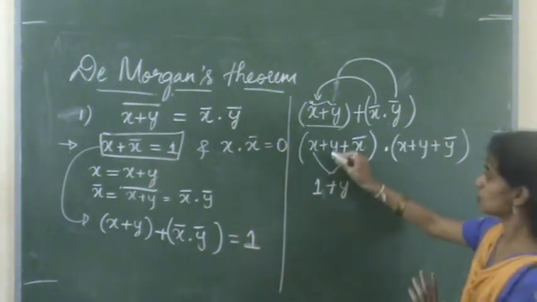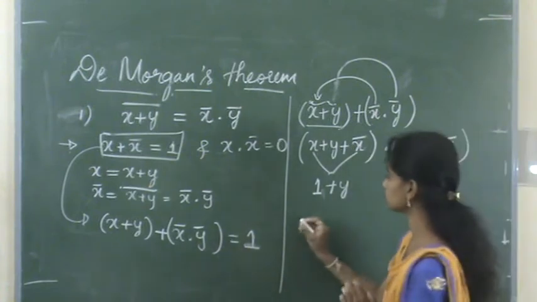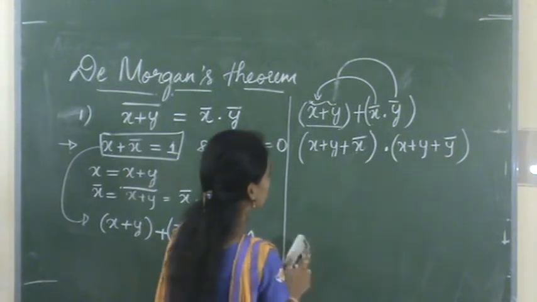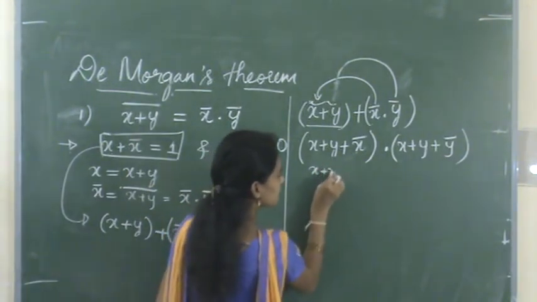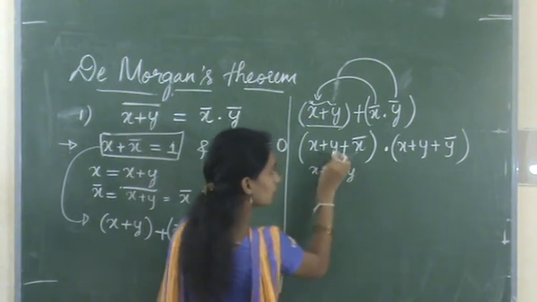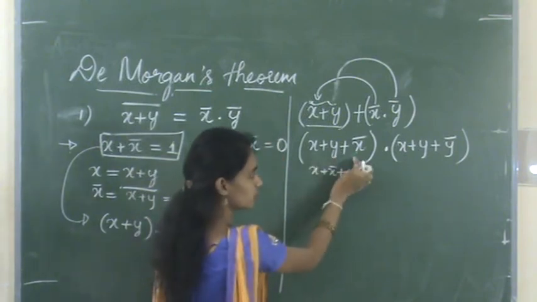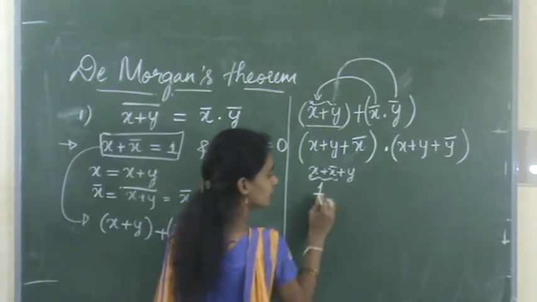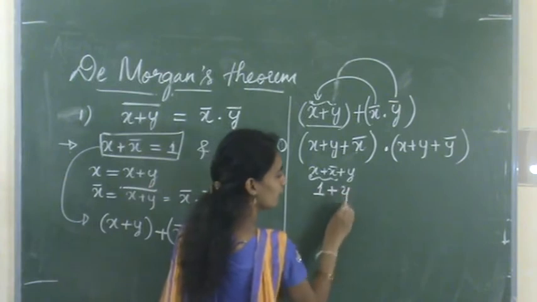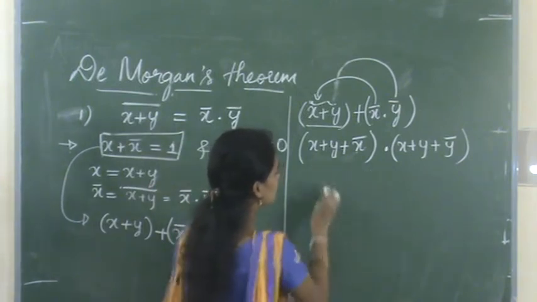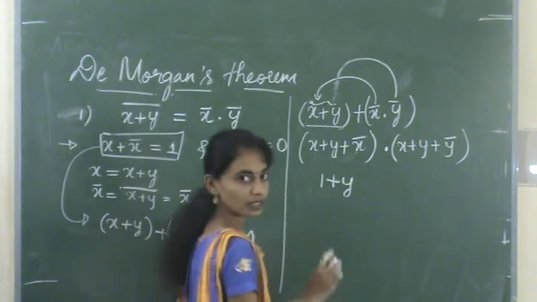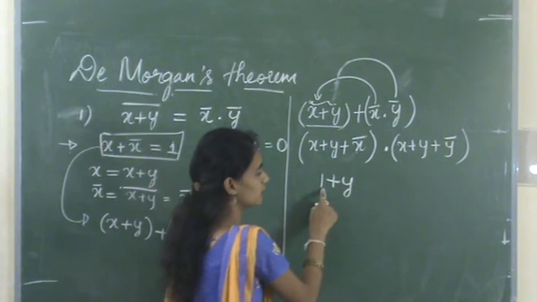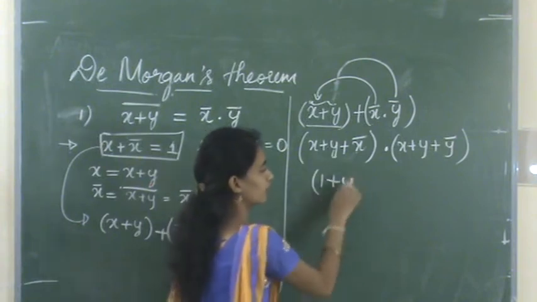Do you understand? So I am taking these two, that is, this I wrote as x plus x bar plus y. Both are the same only, right? So I am just interchanging the values. We know that x plus x bar is 1, right? So the remaining is y. So that I have written as 1 plus y. Why? Due to idempotence law. So x plus x bar is equal to 1 and we have only y.